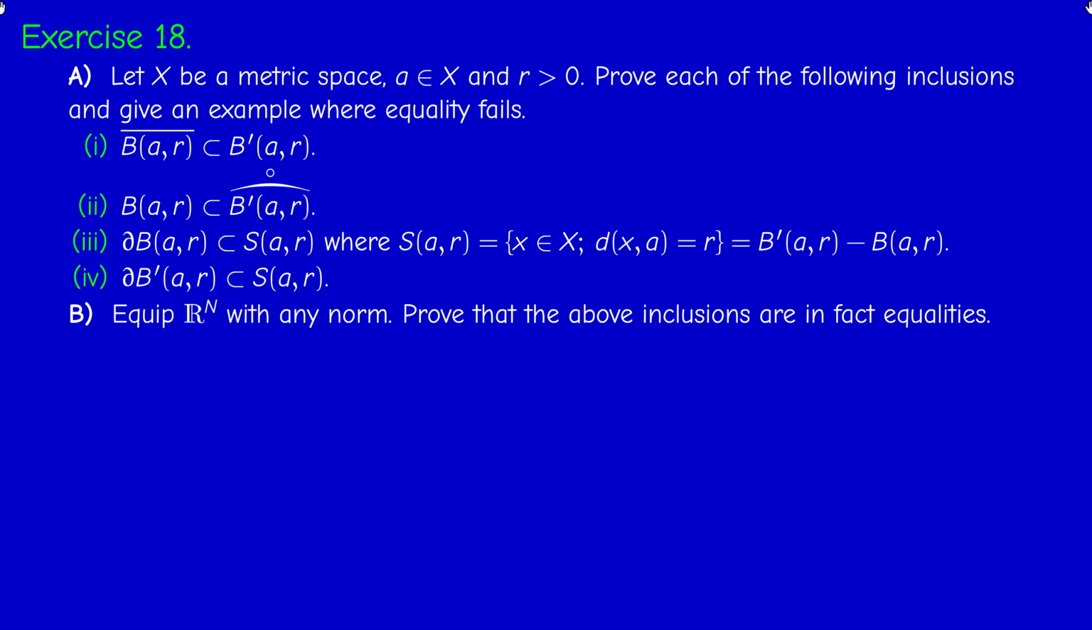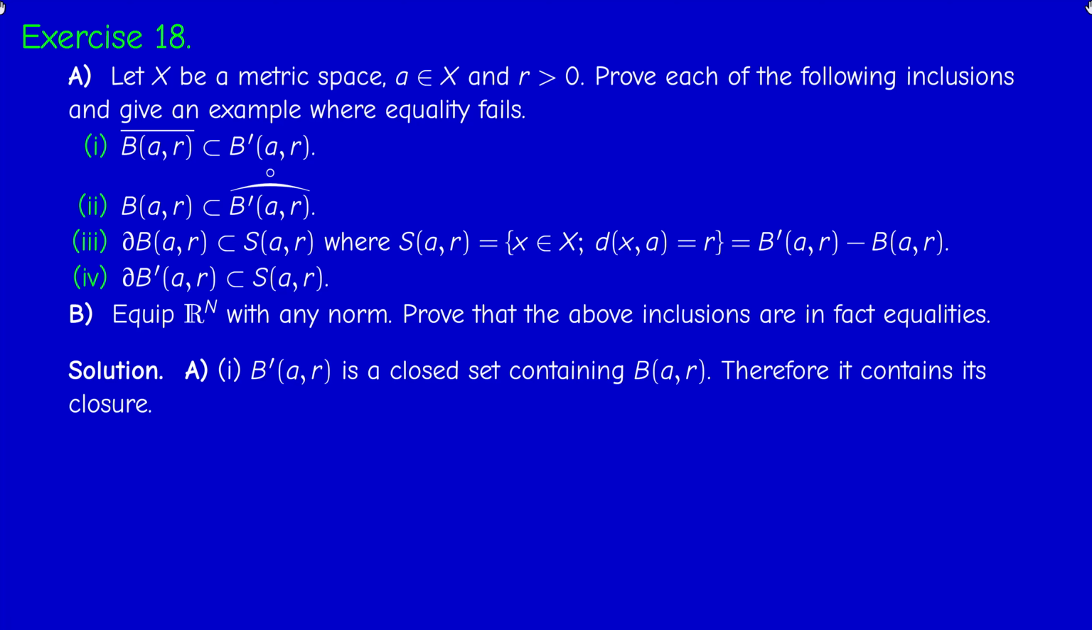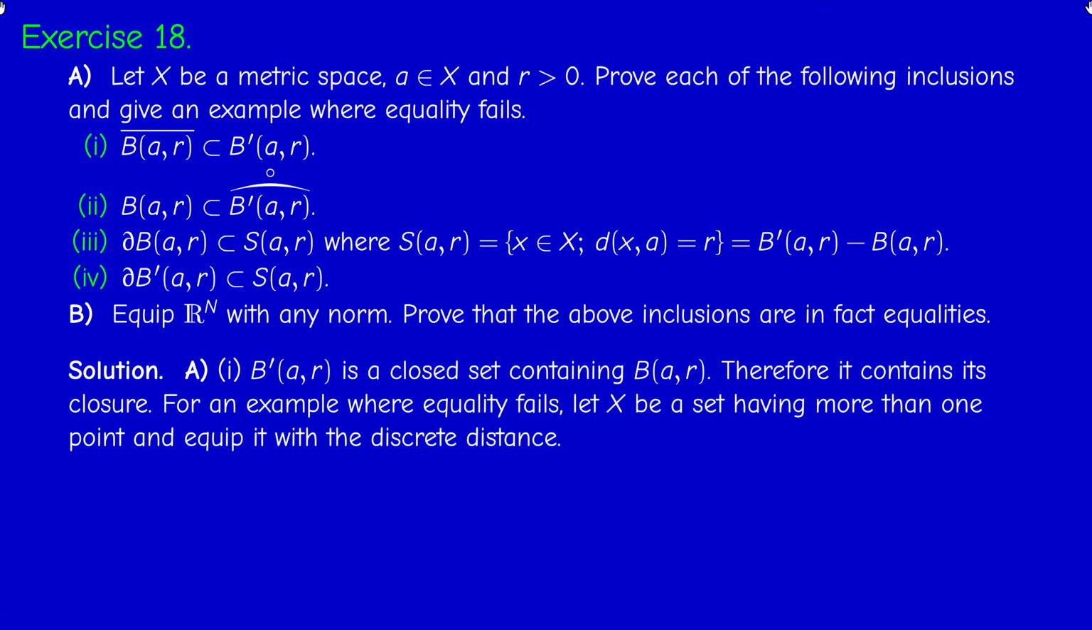Okay. Now, first question, we know that the closed ball is a closed set. We proved that. And it contains the corresponding open ball, but the closure of BAR is the smallest closed set containing BAR. Therefore, B prime AR contains the closure of BAR. Okay, so this is almost straightforward. And the second thing is also similar. Now, of course, we have to give a counterexample.